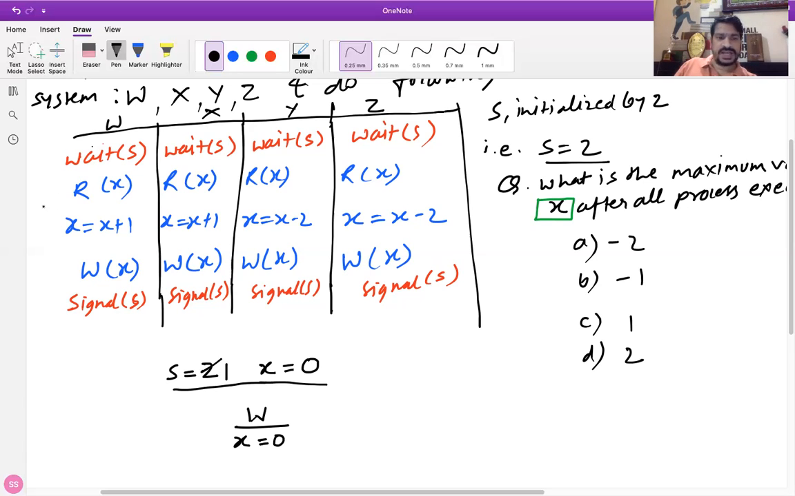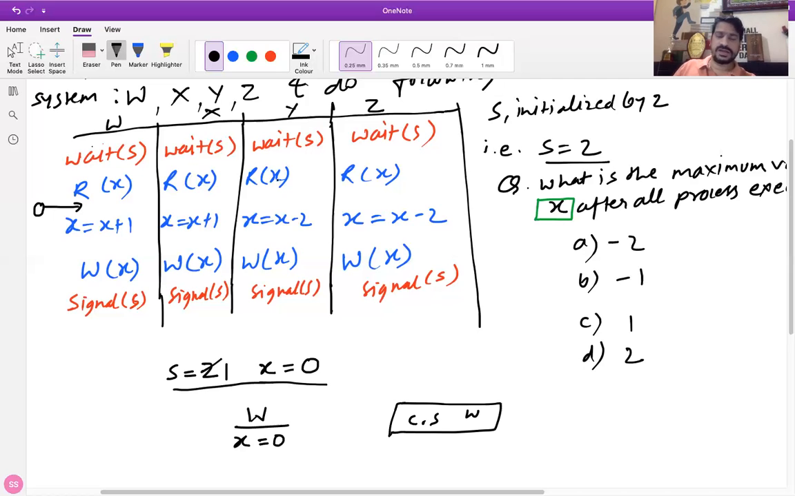Now after that, let's assume that at that particular point W will be preempted. What is the meaning of preemption? It means W is in the critical section, but we preempt W and try to execute another process. Can we do that? Let's see.